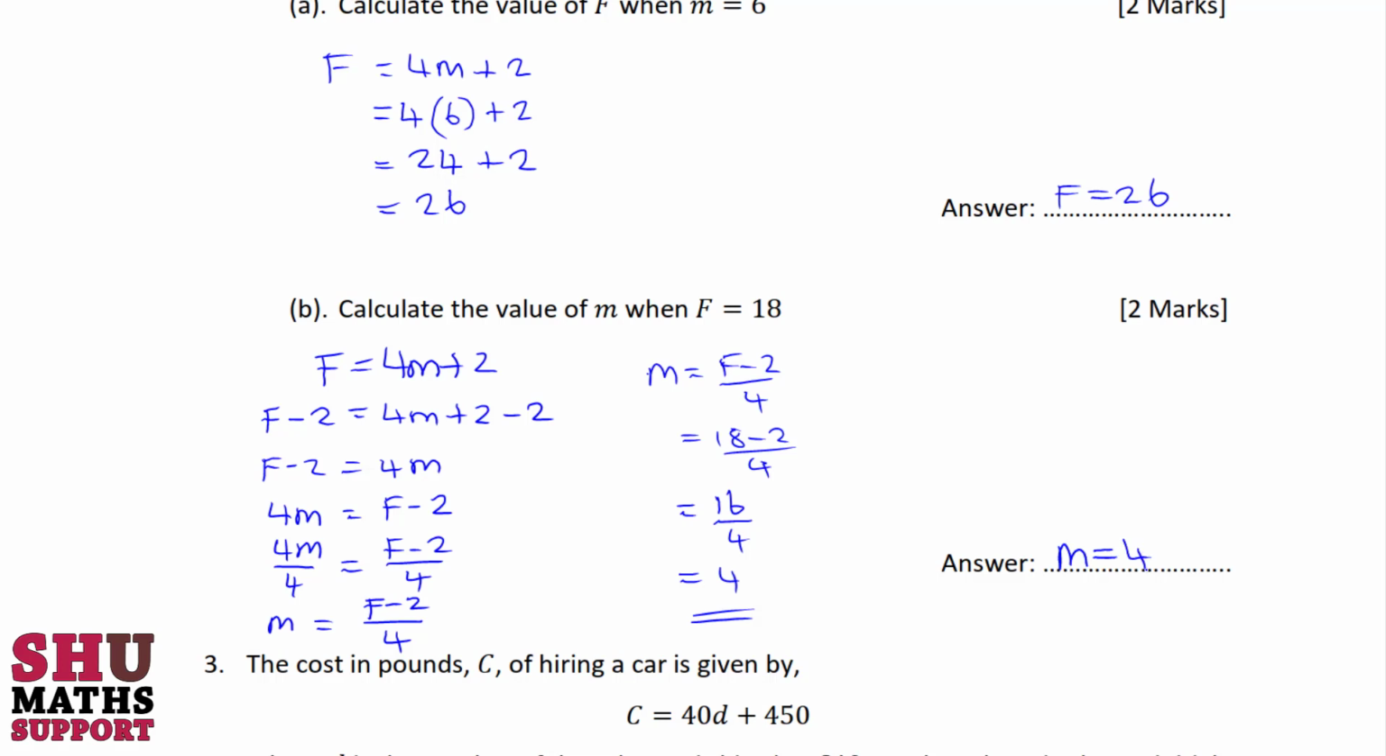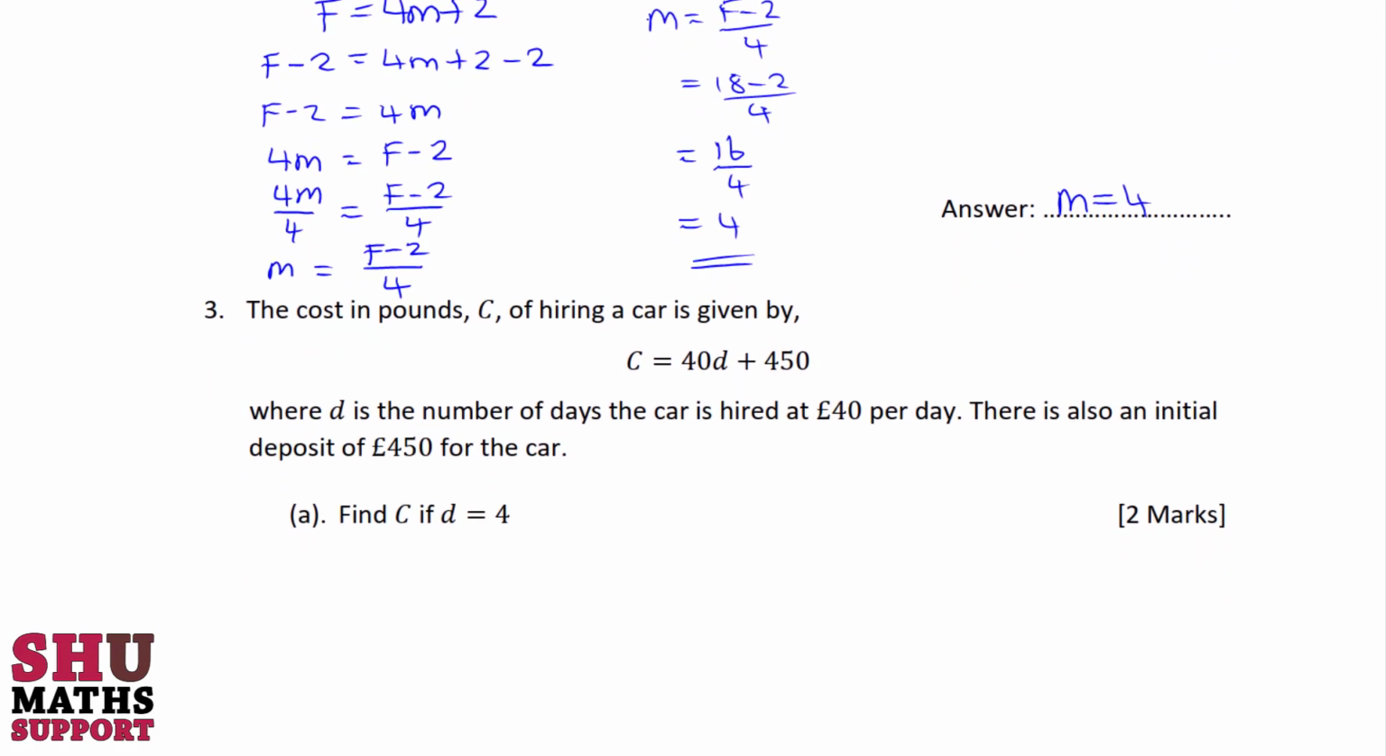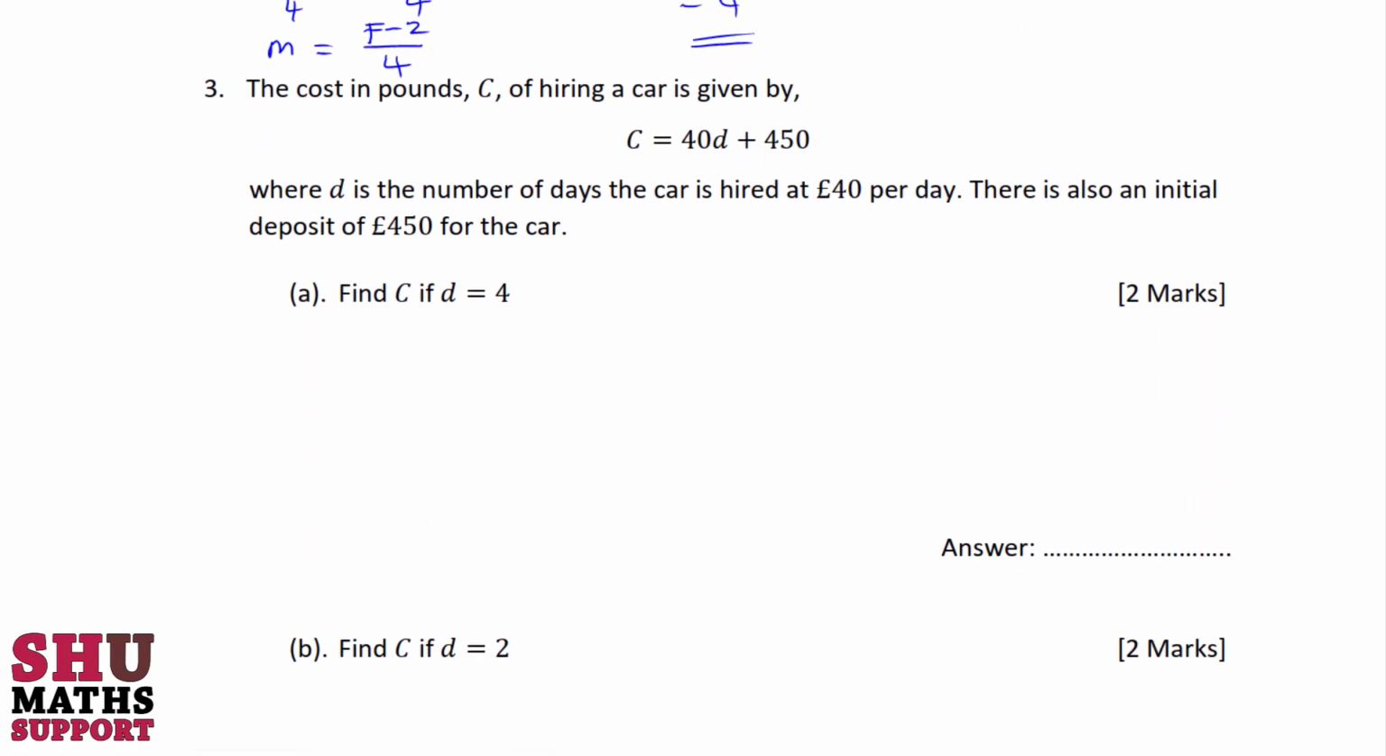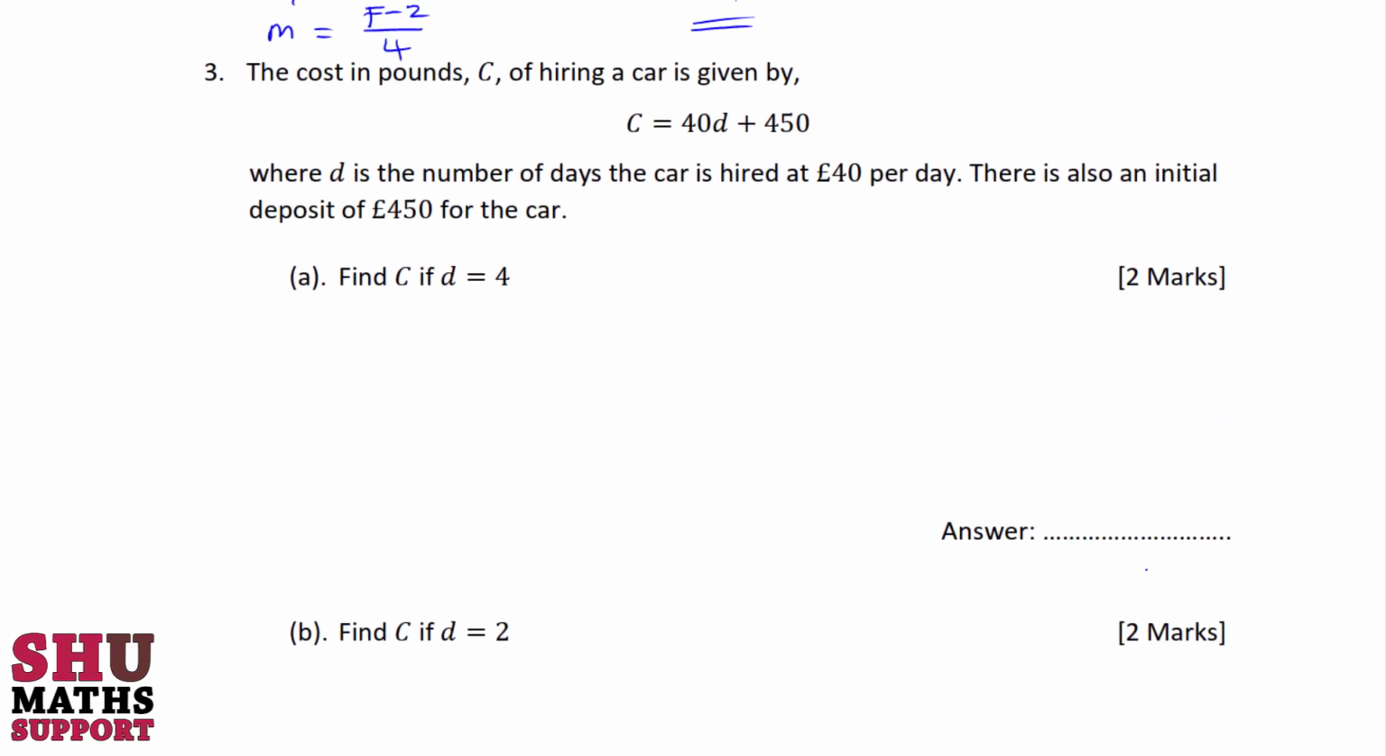And then the next question says that the cost in pounds, which is represented as C, of hiring a car is given as C is equal to 40D plus 450. And this is where D is the number of days the car is hired at £40 per day. Now there is an initial deposit of £450 for the car, and it's asking us to find C if D is equal to 4. So find the total cost in pounds if the number of days is equal to 4.